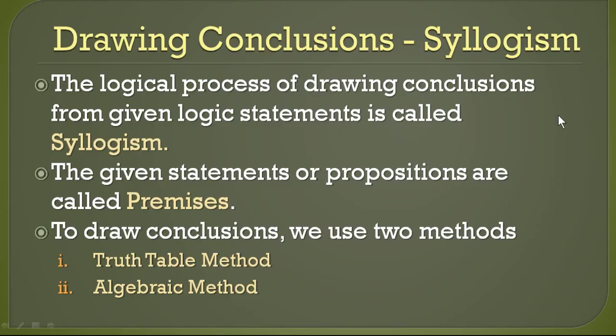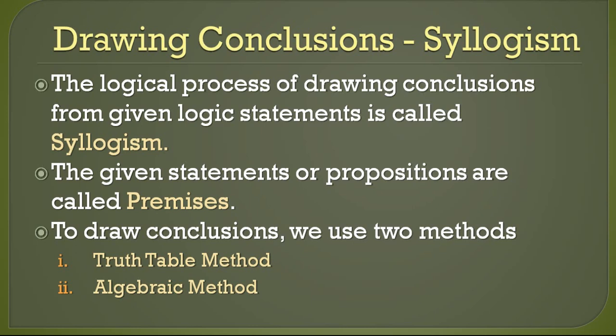So first we will see what is this drawing conclusion, or you can call it a syllogism. The logical process of drawing conclusion from given logic statement is called syllogism. That means you are going to draw some conclusion by adding two propositions, and check whether it is tautology or contradiction. That is what you call drawing conclusion. The given statements or propositions are called premises. So you will be given some propositions or some statements. You call that premises.